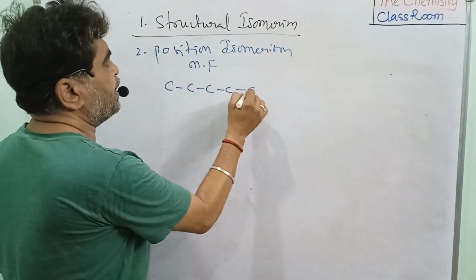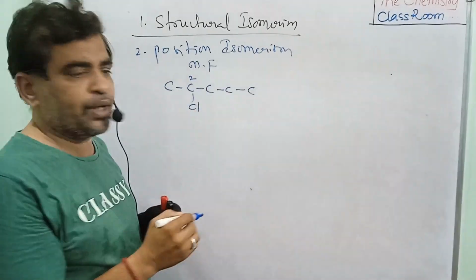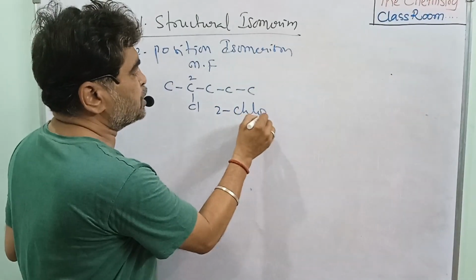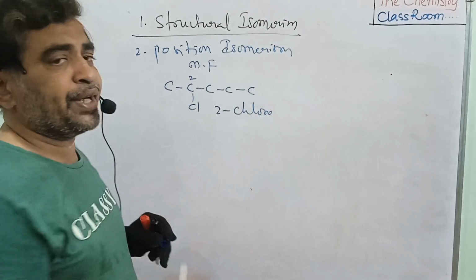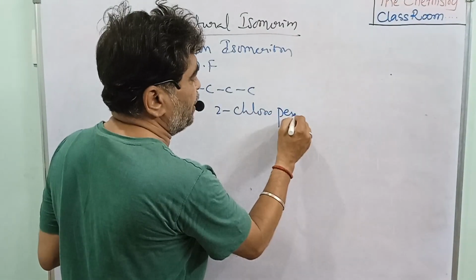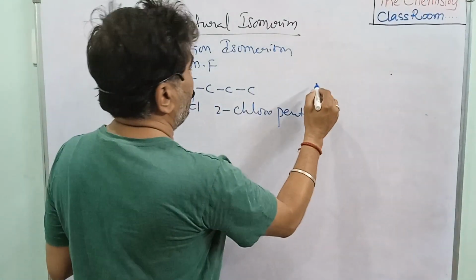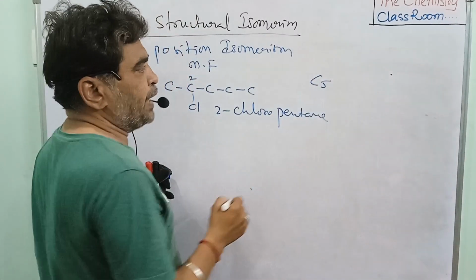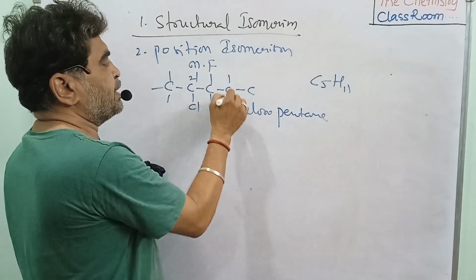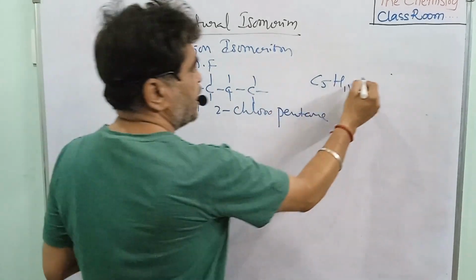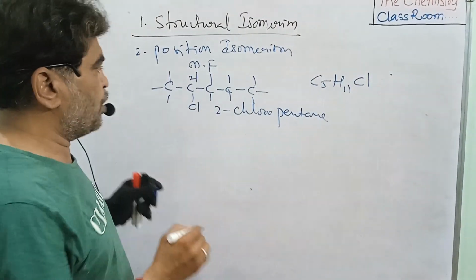One compound I am writing. What is the name of this compound? In the second carbon we have the chlorine, so it is 2-chloro. The compound belongs to haloalkane. The halogen is chlorine. How many carbons? 5 carbons, so it is a pentane compound. Here it is 2-chloropentane. We have 5 carbons and 11 hydrogens, because 1, 2, 3, 4, 5, 6, 7, 8, 9, 10, 11, and 1 chlorine is there. The molecular formula of the compound is C5H11Cl.